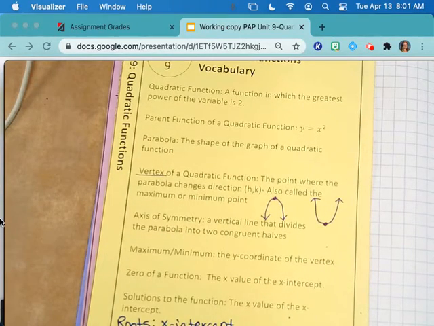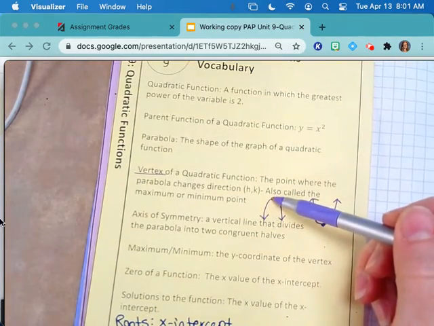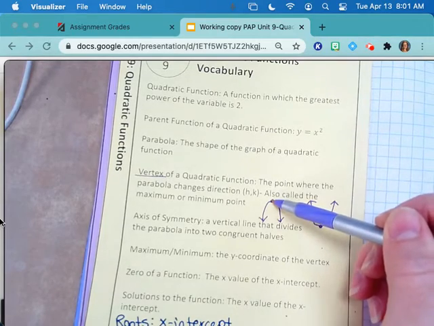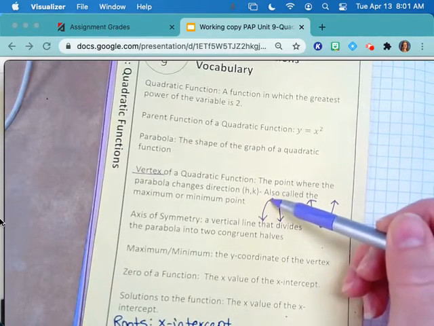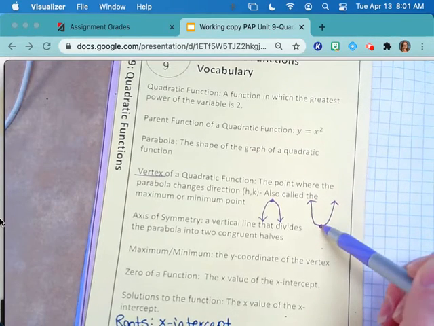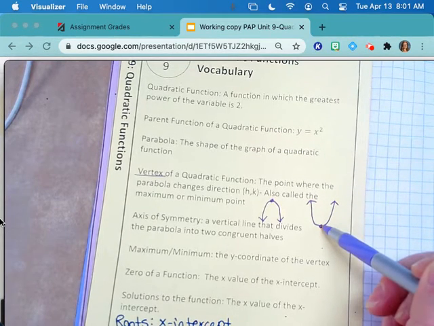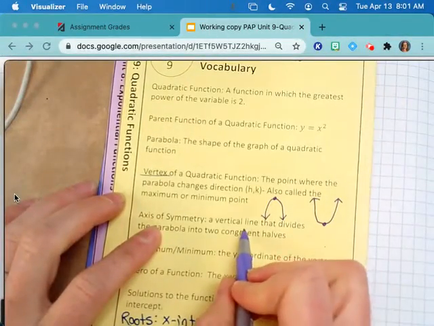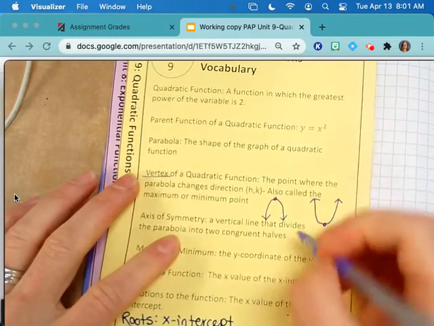So think about a roller coaster. If you're going up the hill and then you get there and then it starts taking that downward turn, that is your vertex. Same thing if you're coming down the hill, you hit the bottom and then you return and go back up. Axis of symmetry is a vertical line that divides the parabola into two congruent halves.